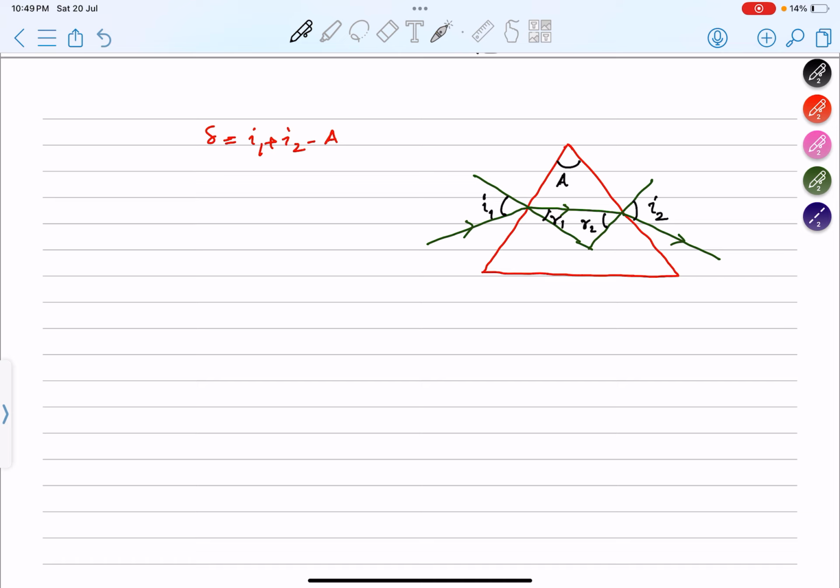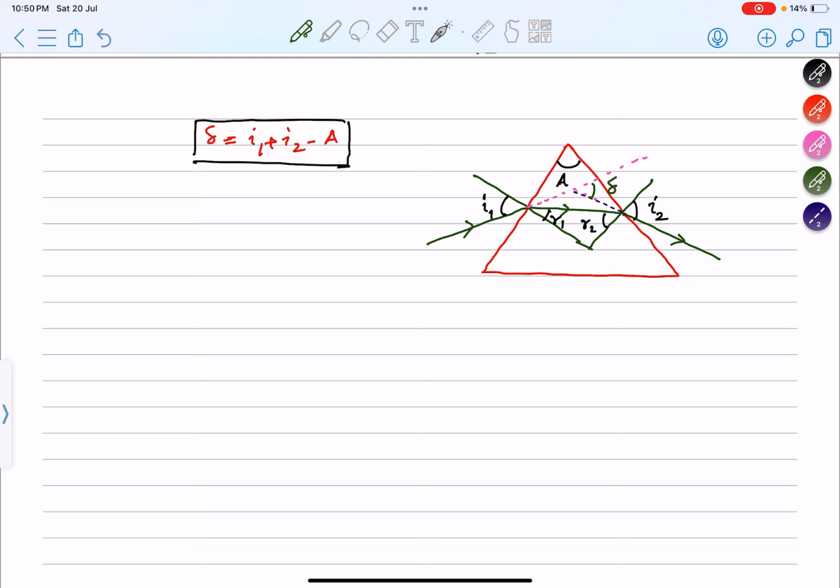We have derived in the last lecture that delta is equal to I1 plus I2 minus A. What is delta? Delta is the angle of deviation. What is the angle of deviation? This was the initial path through which the incident ray was supposed to go, but eventually it has gone in this way. So this angle is the angle of deviation. This delta is the angle of deviation.